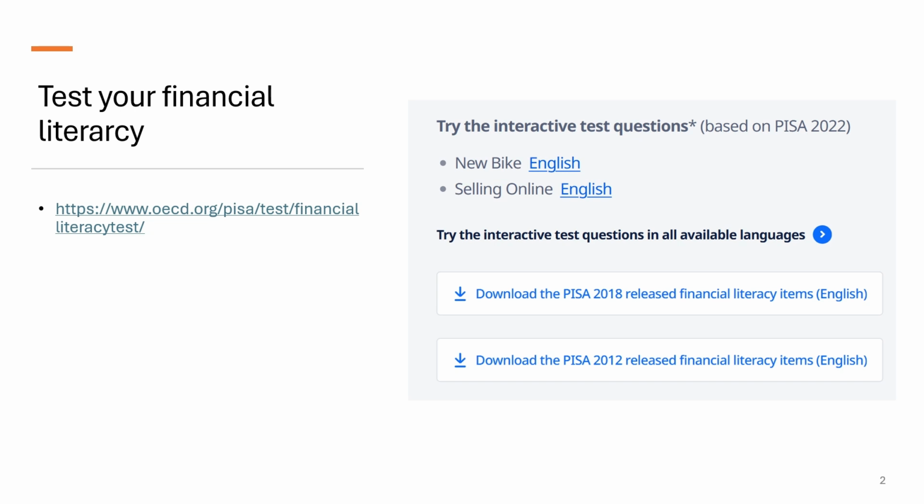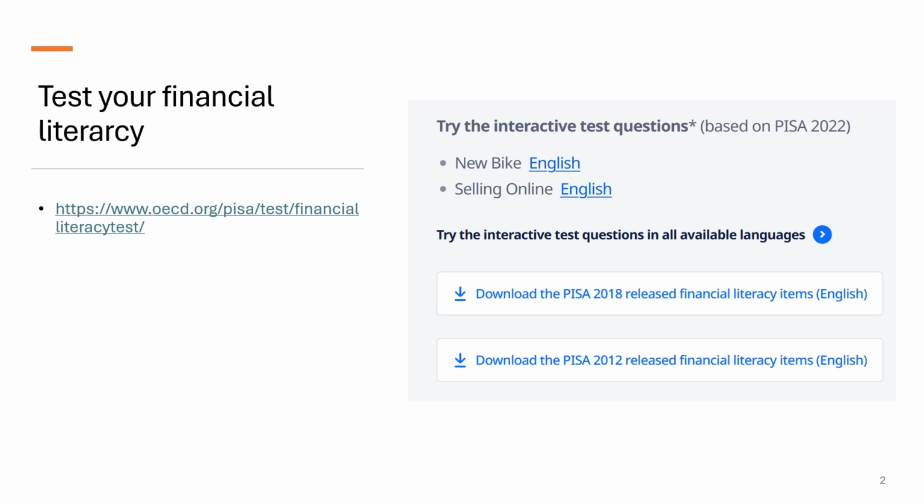So before we dive into financial accounting, let's take a moment to assess our financial literacy. Financial literacy refers to the ability to understand and apply financial concepts, such as budgeting, saving, investing, and managing debt, in your daily life. It is a crucial skill for making informed financial decisions in both personal and professional life.